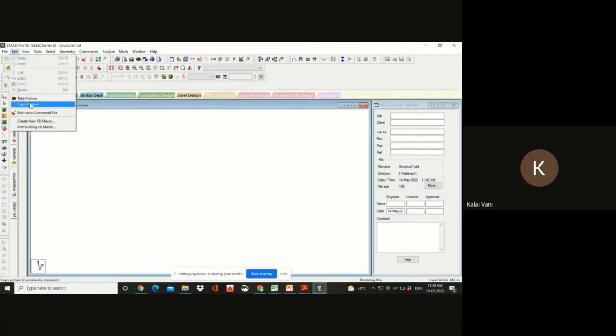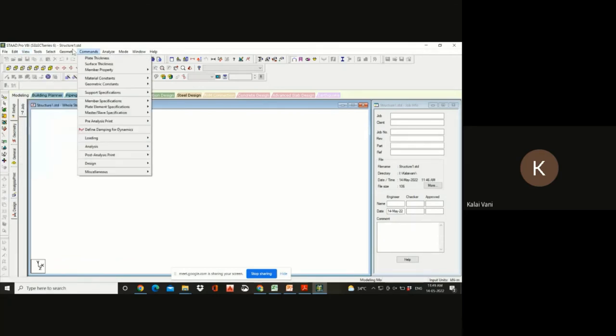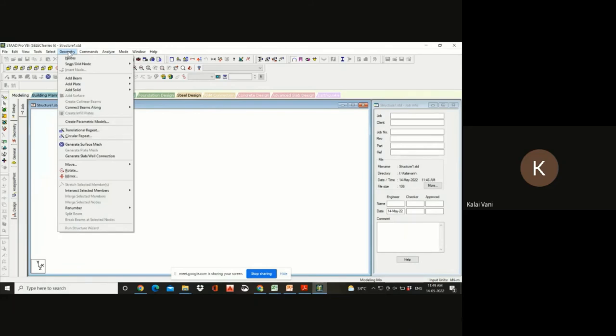The take picture and copy picture, the screenshot you can take. And view: if you're having too many floors, 20 story or even 3 story, you can select the particular story and view that alone, because viewing an entire structure will be confusing. So for viewing any one floor or any one element, you can go for this view and new view. Let's move on to geometry and nodes.